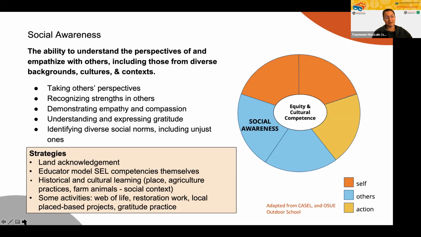And then, you know, having some cultural and historic learning. So the place, agriculture practices, farm animals, putting everything in the social context. And some activities that are related to natural resources might be the web of life, doing some kind of restoration work, or a local place-based project, and lots of gratitude practice. Next slide, please.